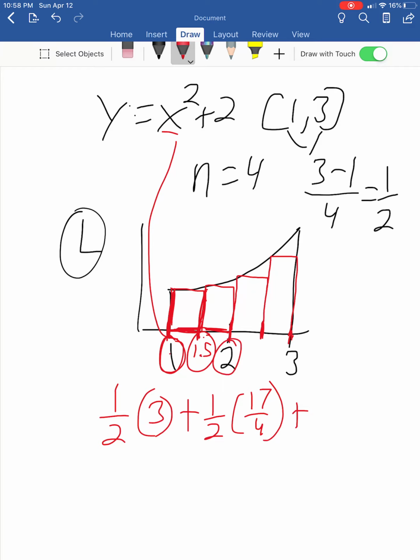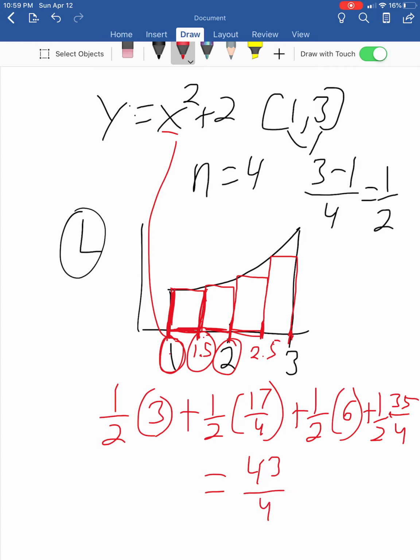Next, 2. So we got a width of 1/2 and a height of 6, plus 1/2, and this is 2.5 here. And 2.5 squared plus 2 would be 35 over 4. And I think I'm running out of room. So 1/2 times 35 over 4. And then you just add all those up. And you should get an answer of 43 over 4, or any equivalent decimal to that.